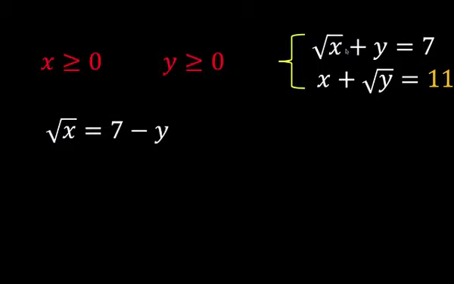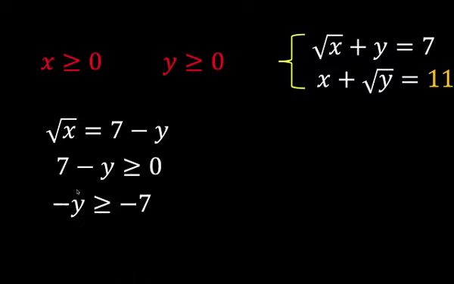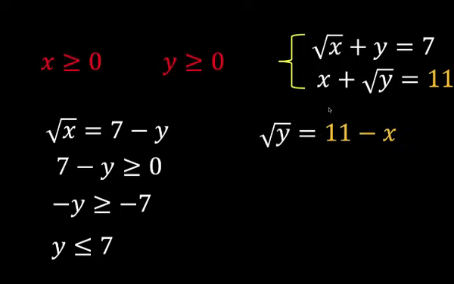Then, using this first equation, we can have square root of y equals 7 minus y by subtracting y from both sides of the equation. Since x is positive, the square root of a positive number must also be positive. Then, 7 minus y must also be non-negative. That means 7 minus y must also be greater than or equal to 0. And solving for y, we subtract 7 from both sides of the inequality. And multiplying both sides by negative 1, we reverse the direction of the inequality to get y less than or equal to 7.